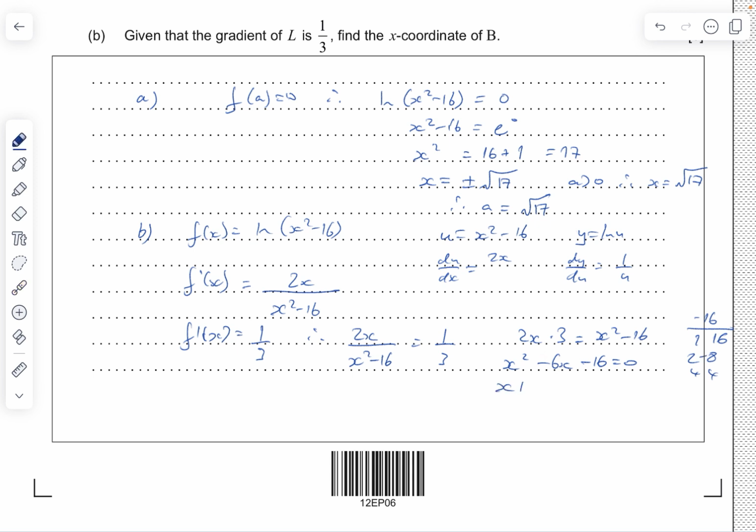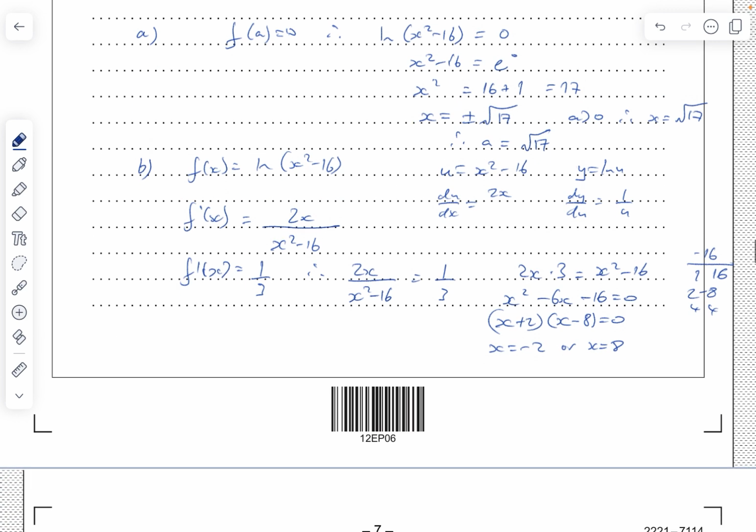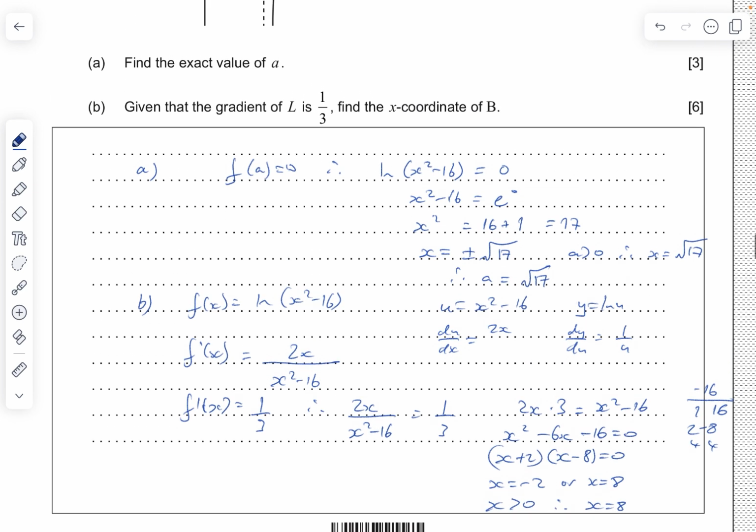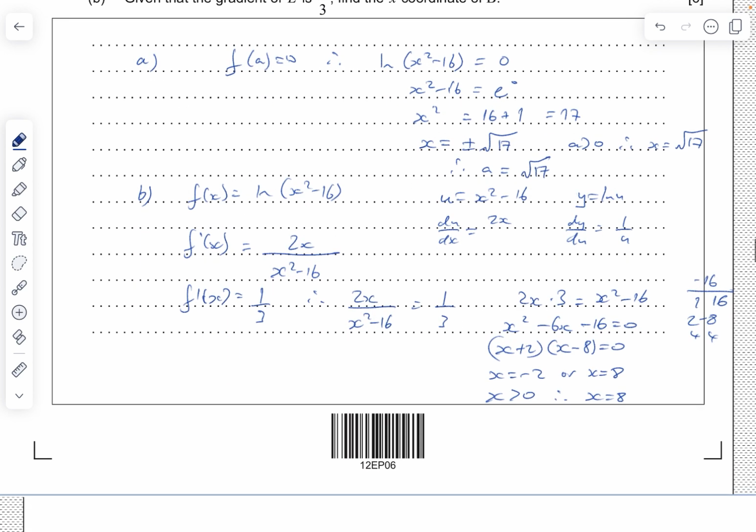Therefore, (x plus 2)(x subtract 8) equals 0. And then now x equals negative 2 or x equals 8. And x is greater than 0, therefore x equals 8. And it wanted the x coordinate of B, therefore the x coordinate of B is 8.